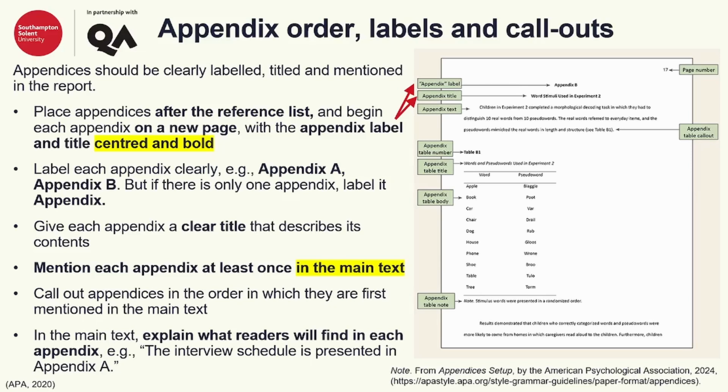The process can therefore be understood in 4 steps. First, mention any supporting materials in the main body. Second, label the appendix according to the order of first mention. Third, place the appendix after the reference list and begin it on a new page. Finally, give the appendix a clear and descriptive title.